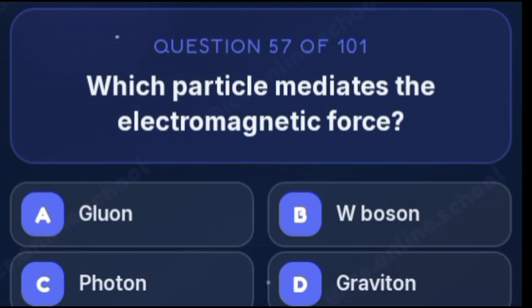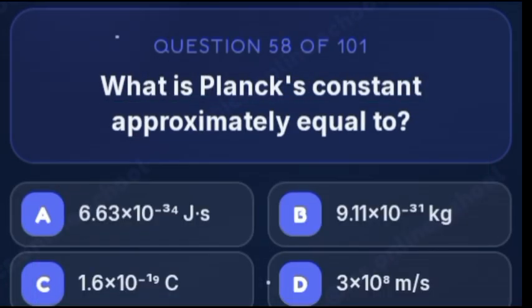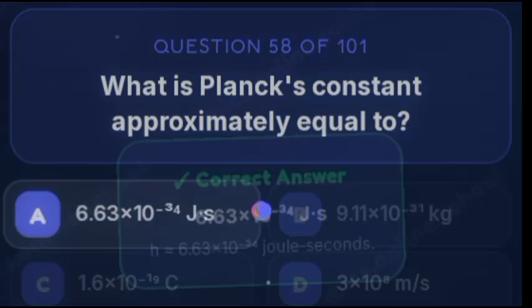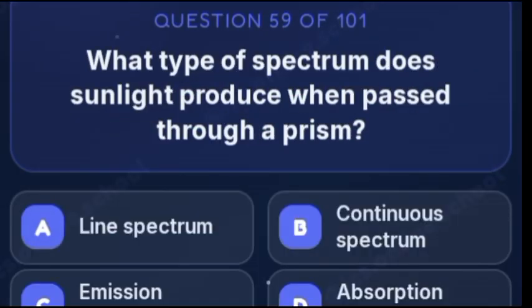Which particle mediates electromagnetic force? Photon. What is Planck's constant approximately equal to? Equal to this number. What type of spectrum does sunlight produce when passed through a prism? Continuous spectrum.